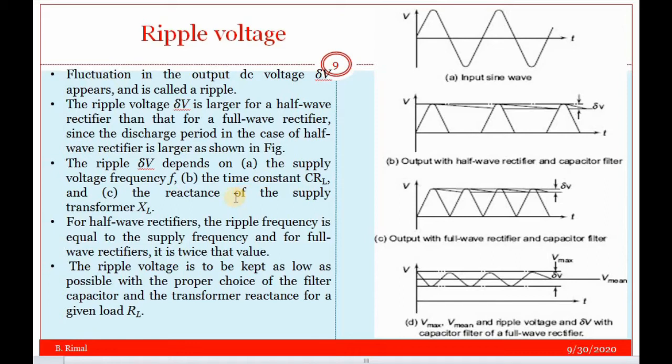Ripple voltage for half wave is larger than that of full wave, and the frequency of ripple voltage for half wave is the same as the supply frequency, while for full wave the ripple frequency is twice the supply frequency. We can see these things from the figure clearly, and in order to keep the ripple voltage as low as much as possible, the filter capacitance should be properly chosen. We have to choose the filter capacitance C properly.